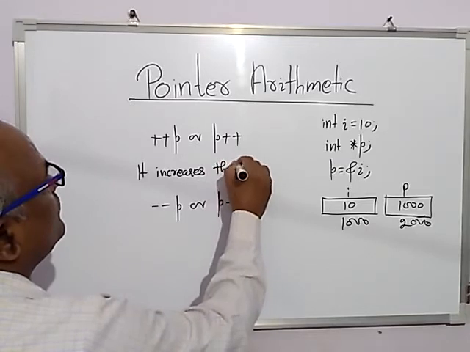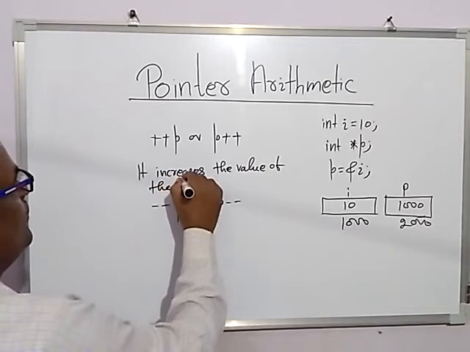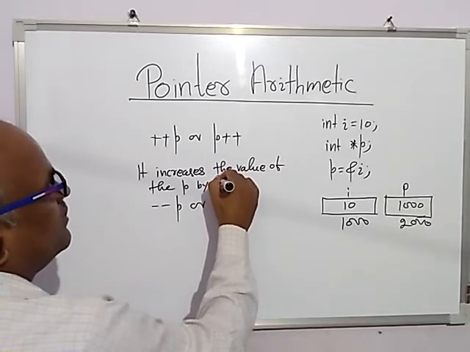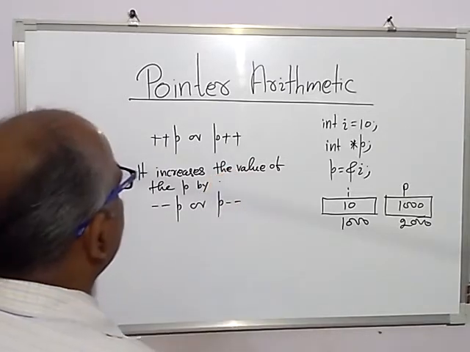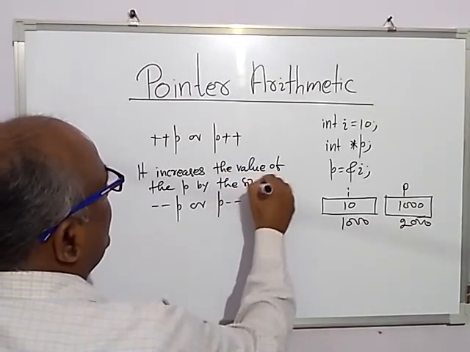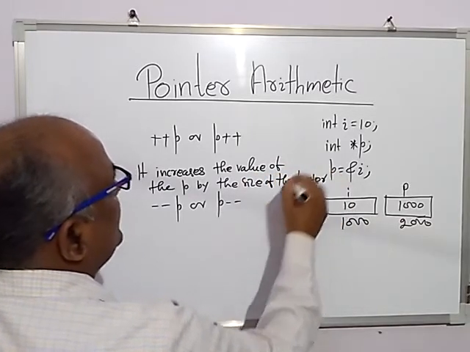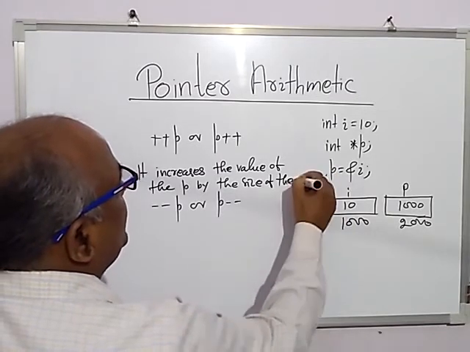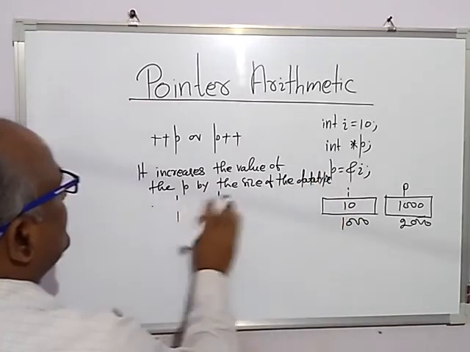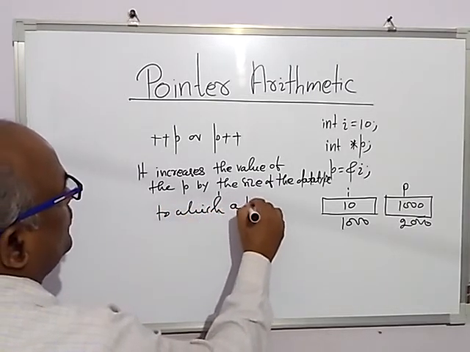the value of the p by the size of the data type to which a pointer points to.